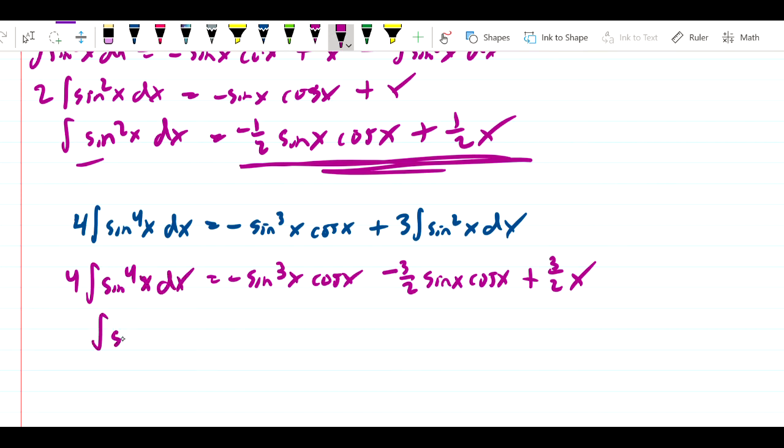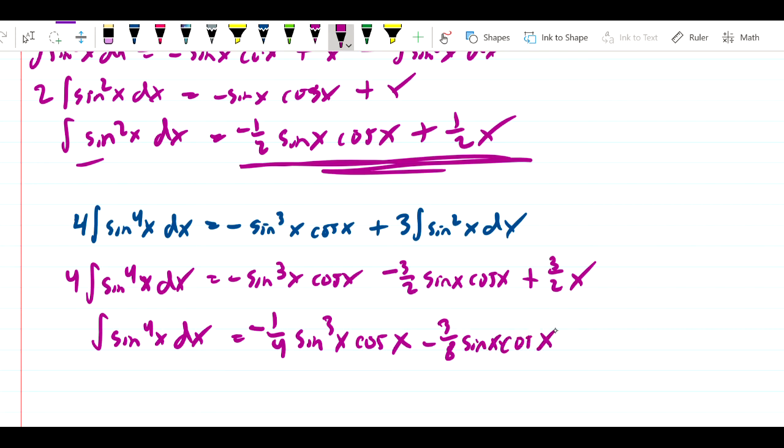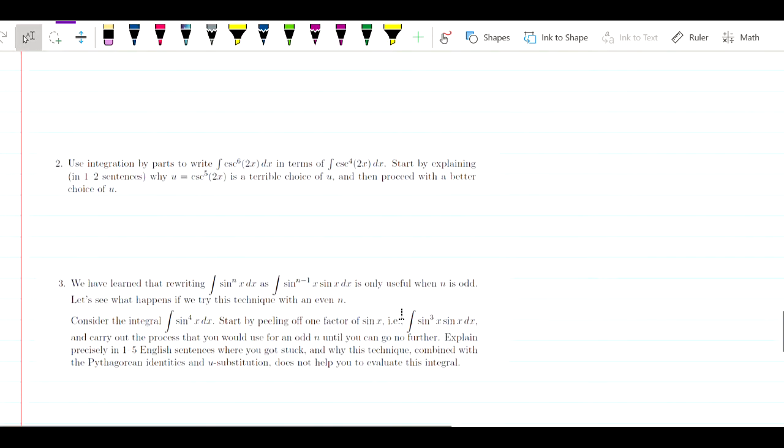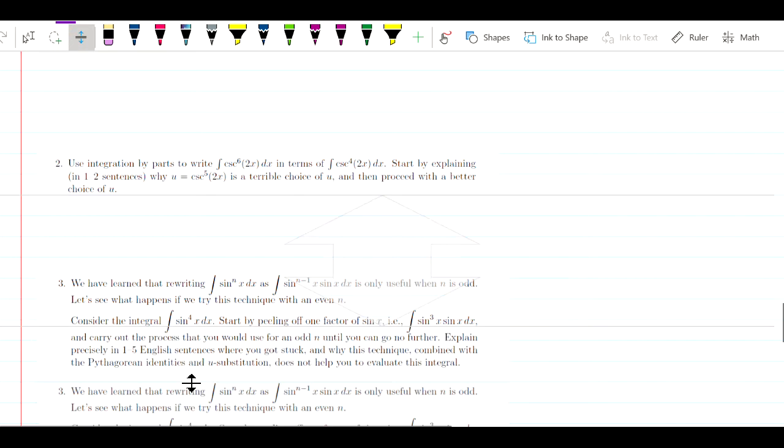So now I just divide everything by 4, and I get negative 1/4 sine cubed x cosine x minus 3/8 sine x cosine x plus 3/8 x. That should be correct. Okay, so that's how you do 1e. All right, let's see.